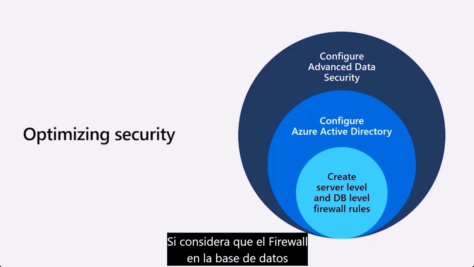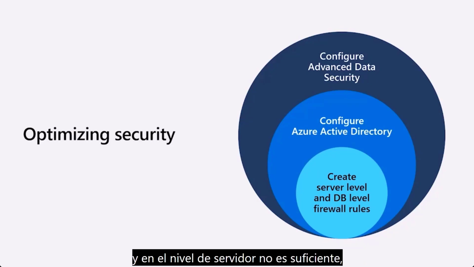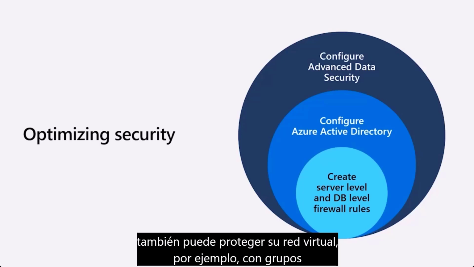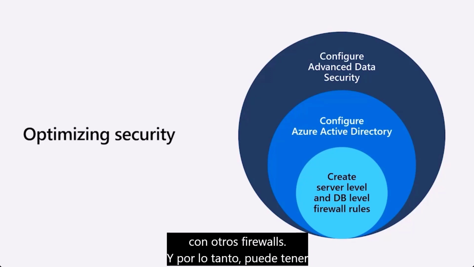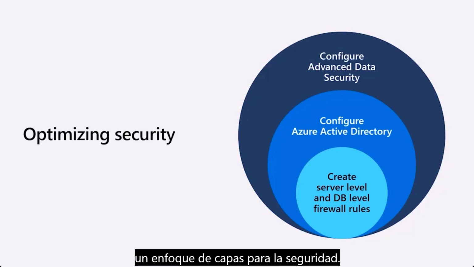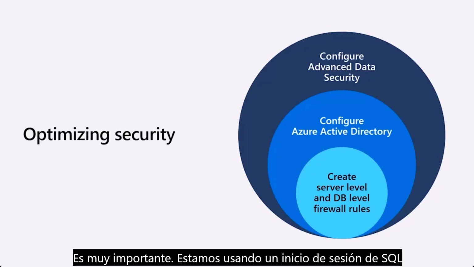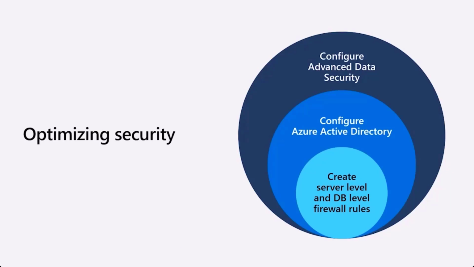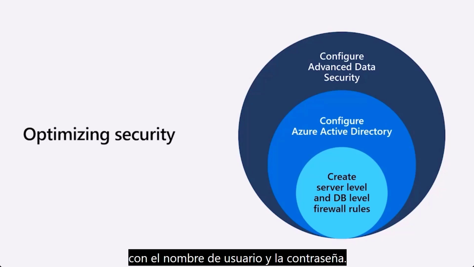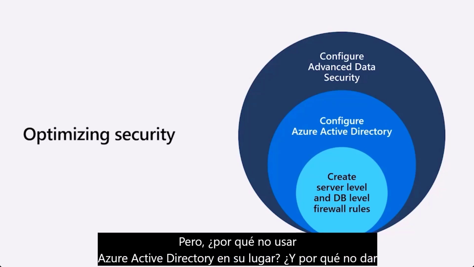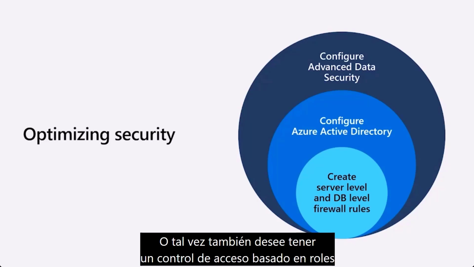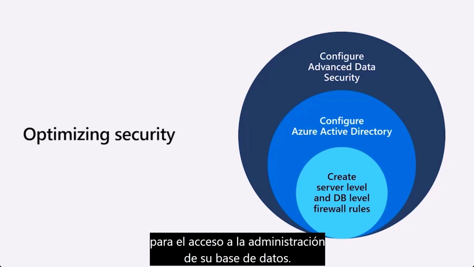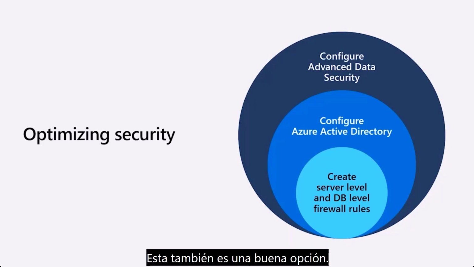If you feel that the firewall at the database and at the server level are not enough, you can also secure your virtual network, for example, with network security groups, with other firewalls, and so you can have really a layered approach to security. Azure Active Directory, super important. Right now we are using a SQL login with username and password, but why not use Azure Active Directory instead? And why not give an identity to your applications and allow them to access other services? Or maybe you also want to have role-based access control for access to the management of your database. So this is really also a good place to go.